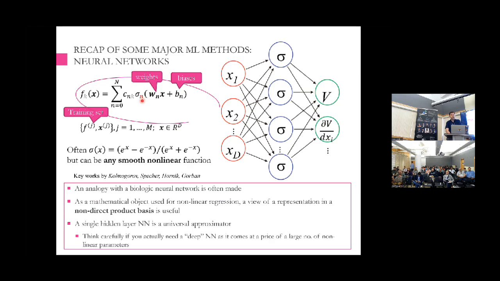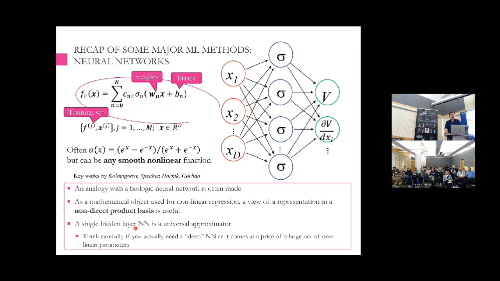And these sigmas could be different for different neurons, but typically they are not. The reason they are not has to do with nonlinear optimization. I will mention a few words about that later. What is interesting here is that this is a non-direct product basis. The parameters W and B parameterize the basis function sigma n, and it forms a non-direct flexible product basis. And this is important. The neural activation function sigma could be any smooth nonlinear function. Often they could be things like sigmoids or ReLU types of functions, etc. But they could be any smooth nonlinear functions.